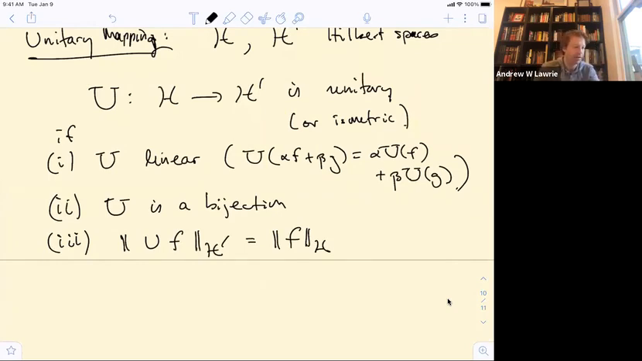Okay, so if you can find a unitary mapping between two Hilbert spaces, then for all practical purposes they're the same Hilbert space. They're called unitarily equivalent.